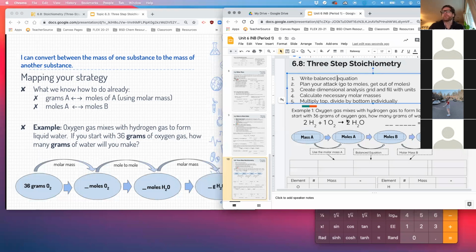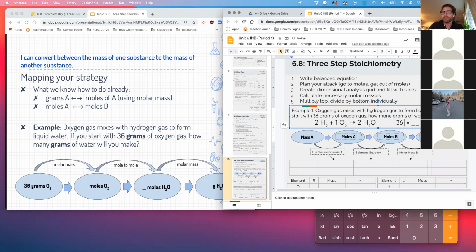The next thing I'm going to do is, just like before, write down what I have and what I want. So in this case right here, I have 36 grams of O2. And you don't need to write the word of, and you don't even need to write the word grams. You just kind of write it like that, 36 grams of O2. And that's going to give me a blank amount or grams of H2O. Okay, so I always analyze what I start off with, what the problem gives me, 36 grams of oxygen gas, and what I want, grams of water.